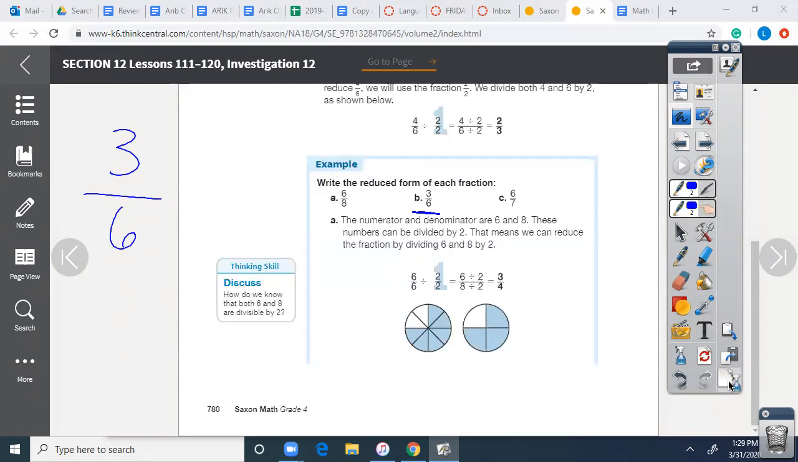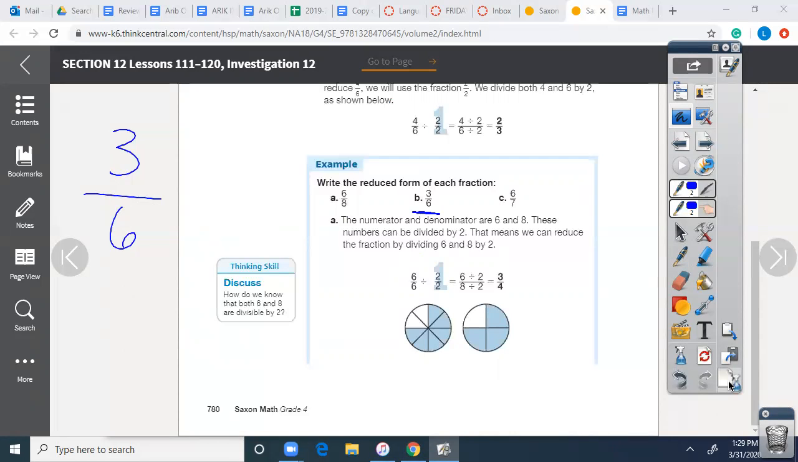The first thing we need to do is ask ourselves the question: what can we divide the top number and the bottom number by without getting any remainders? We don't want any remainders. You can always divide by 1, but that's not going to reduce or simplify the fraction. So we're never going to divide by 1. Okay?